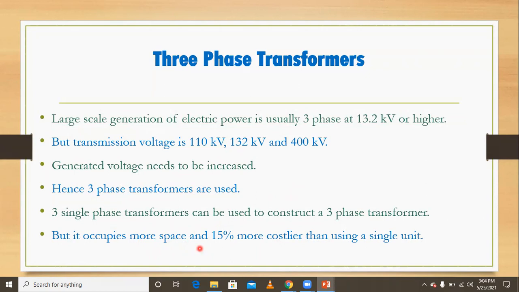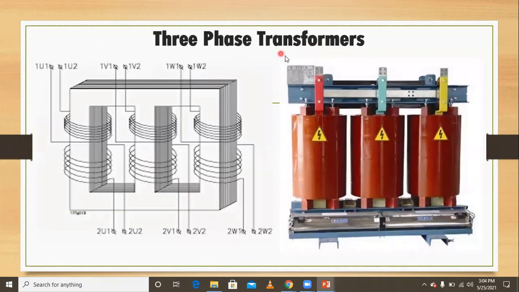If you use three single-phase transformers to construct a three-phase transformer, the cost of the three-phase power transformer system increases. Understood? So this is called a three-phase transformer.